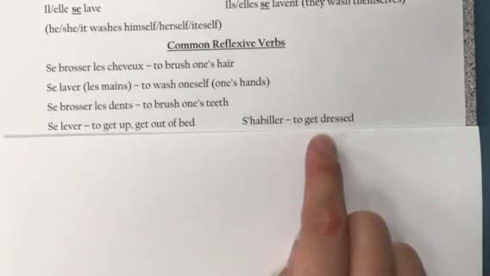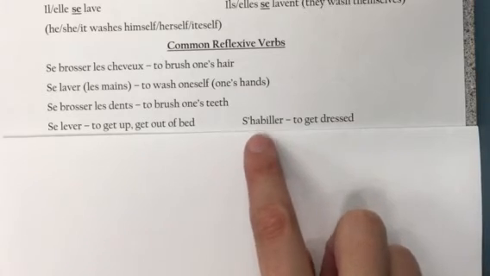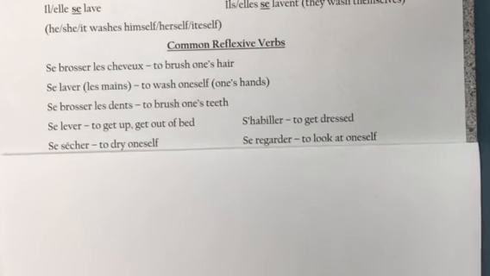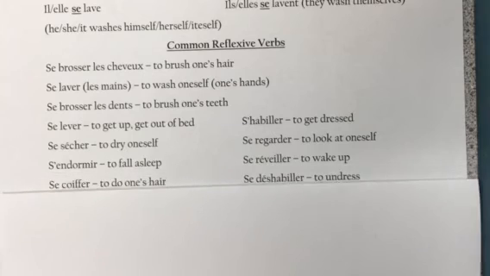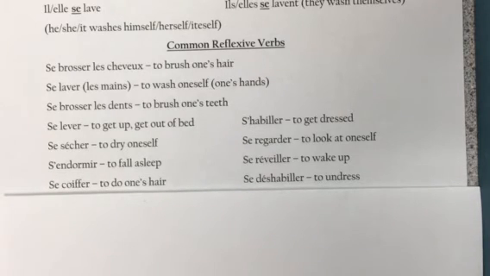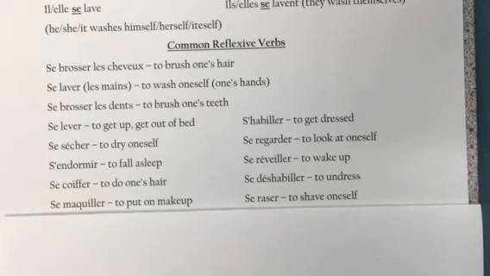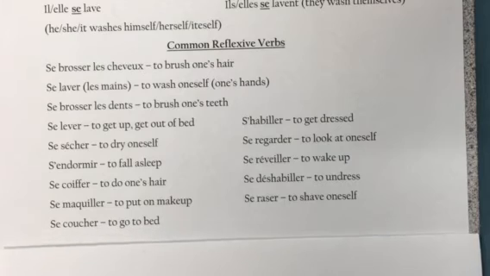S'habiller, to get dressed. Remember your H is a vowel. That's the reason why we don't have an se there. Se sécher, to dry oneself. Se regarder, to look at oneself, looking at yourself in the mirror. S'endormir, to fall asleep. Se réveiller, to wake up. Je me réveille. Je m'endors. Okay. Se coiffer. Se déshabiller. Se maquiller, se raser. Okay. And then se coucher is to go to bed.